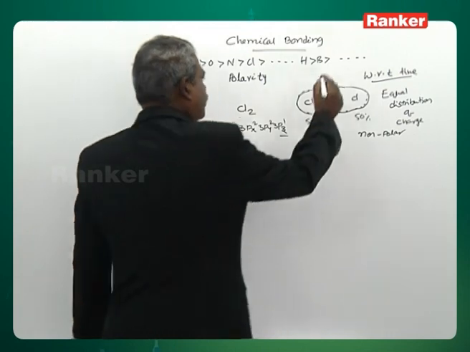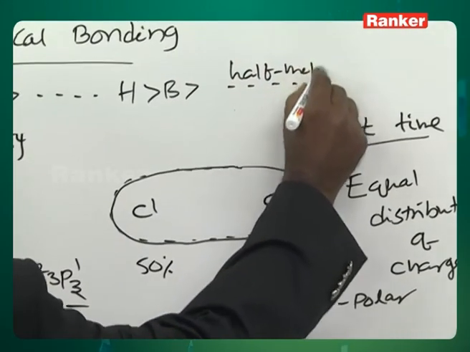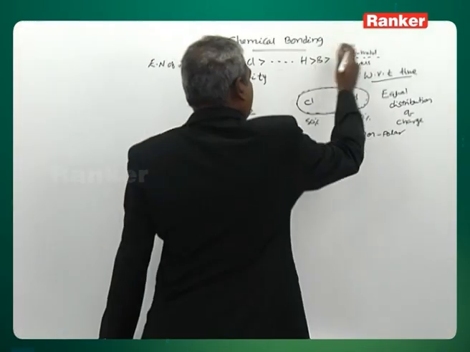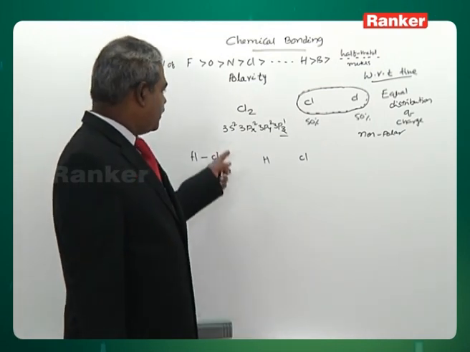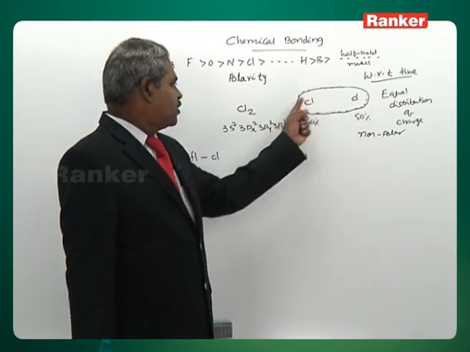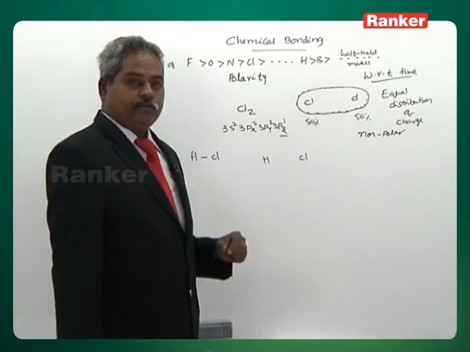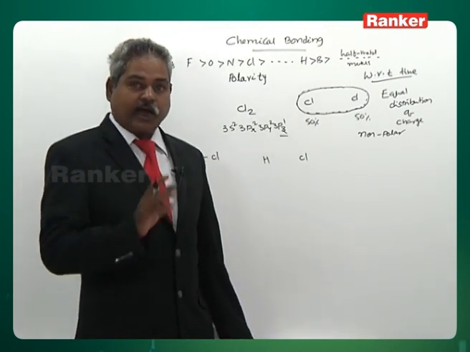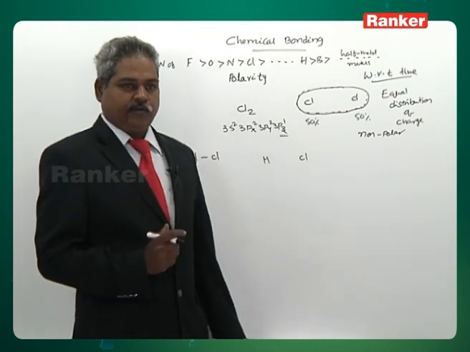And after this boron, you will encounter half metals and metals. Half metals and metals are not electronegative, they are electropositive. So, what is happening here? Since 2 chlorines are equally strong, in the sense they are equally electronegative. What is electronegativity? The tendency to attract the shared pair of electrons more towards oneself.